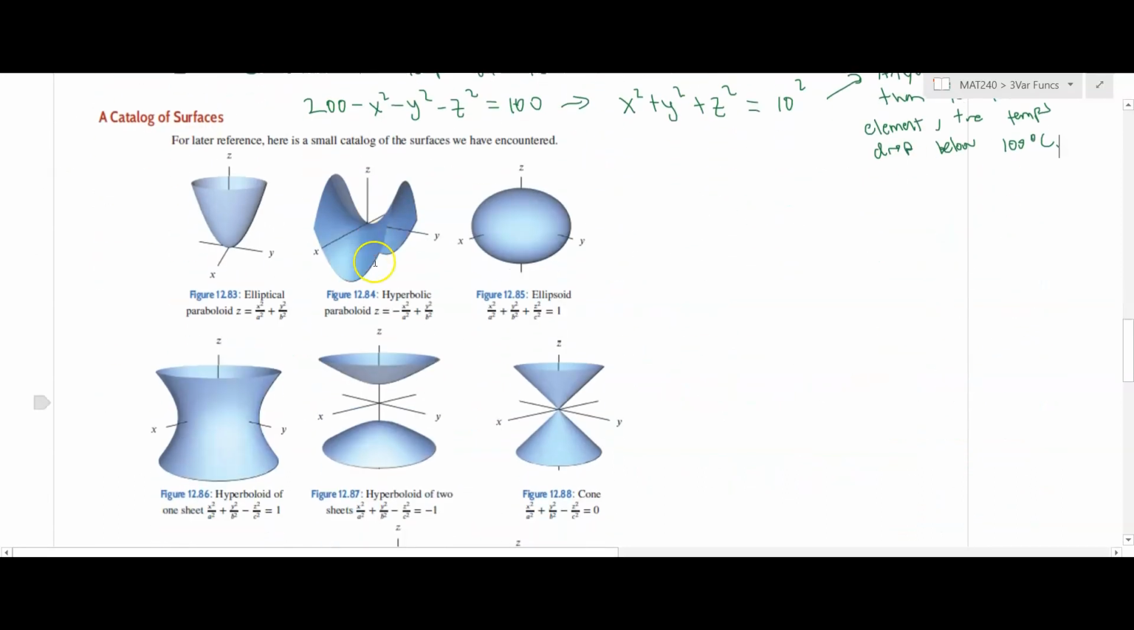So all of these different surfaces that we're looking at have some two-dimensional analogy. So we've seen parabolas in 2 dimensions. They're called paraboloids in 3 dimensions.